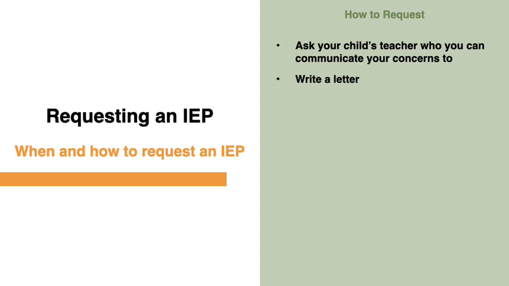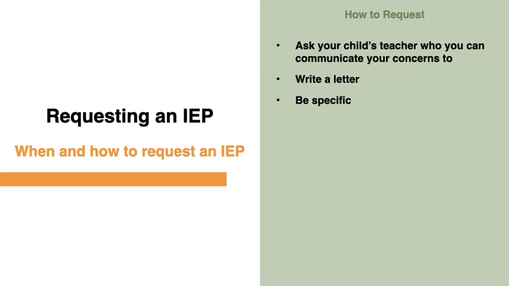But also, you really want to make sure that you put your concerns in writing. So you want to write a letter. And in the letter, make sure that you have the date, your name, your child's name, and your concerns related to your child, whether that be their behavior or, again, their academic concerns. And be really specific about why you're requesting an evaluation.